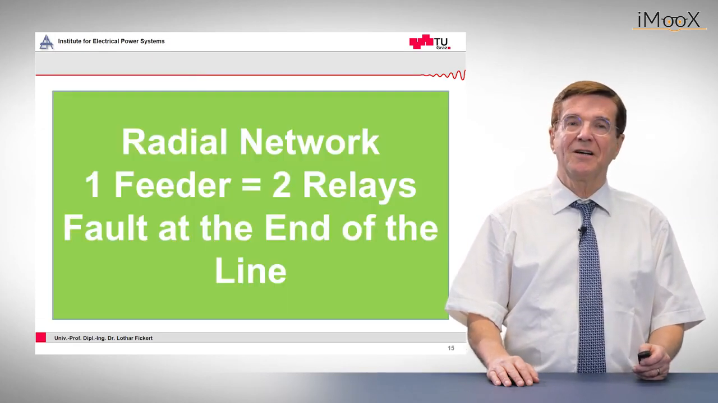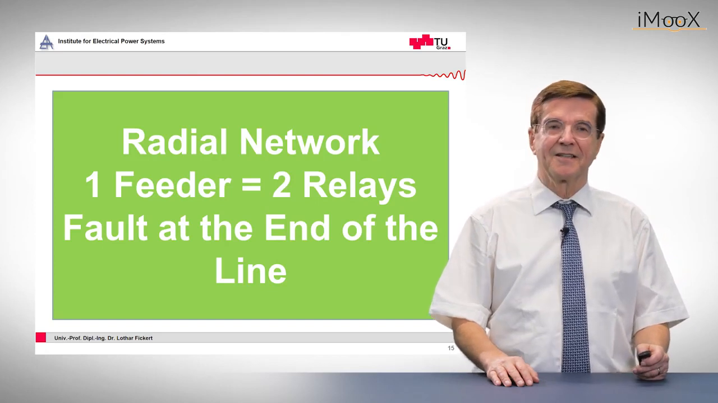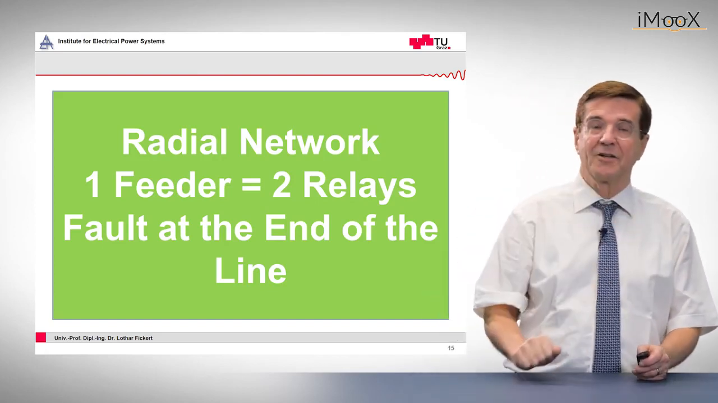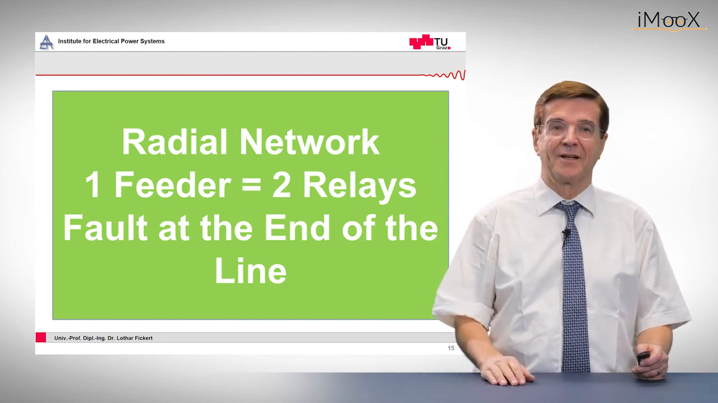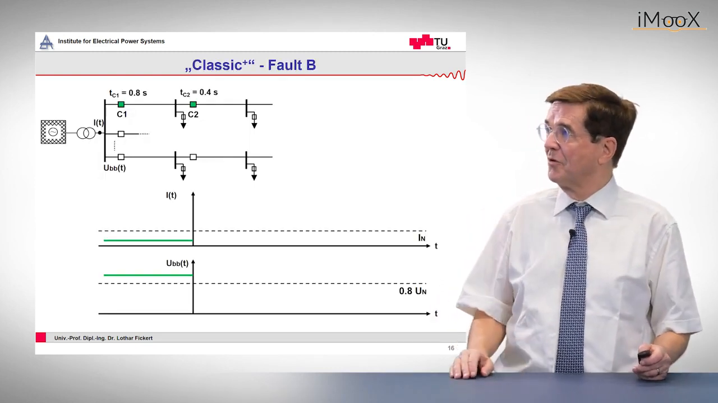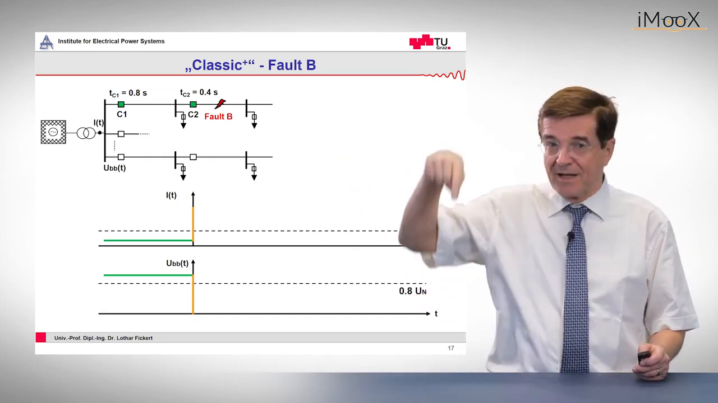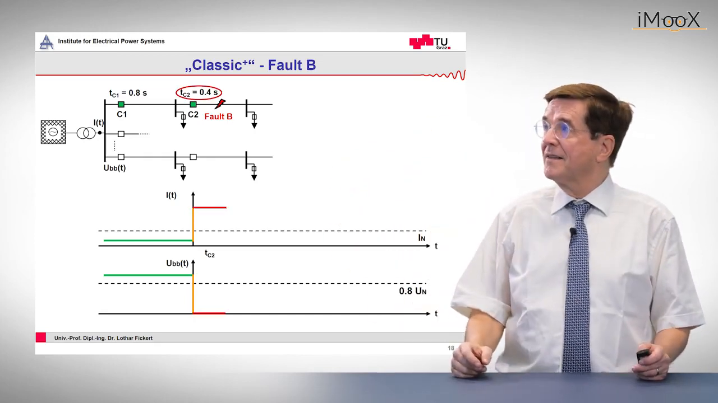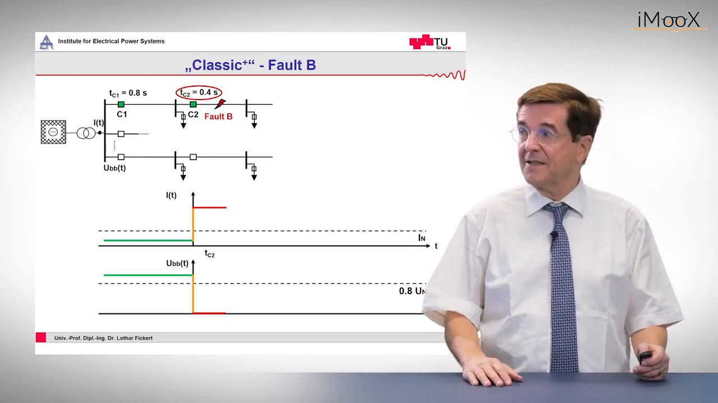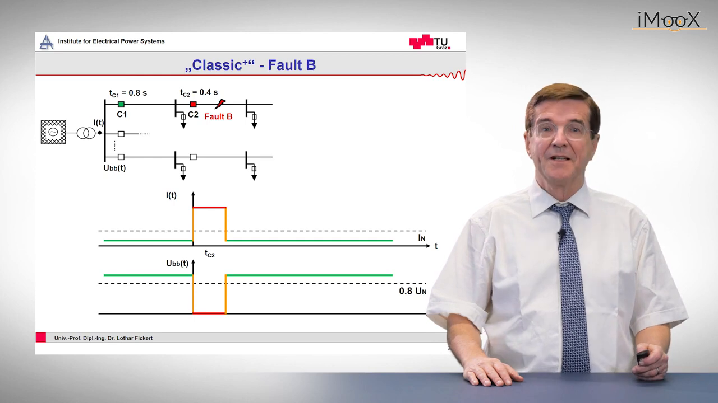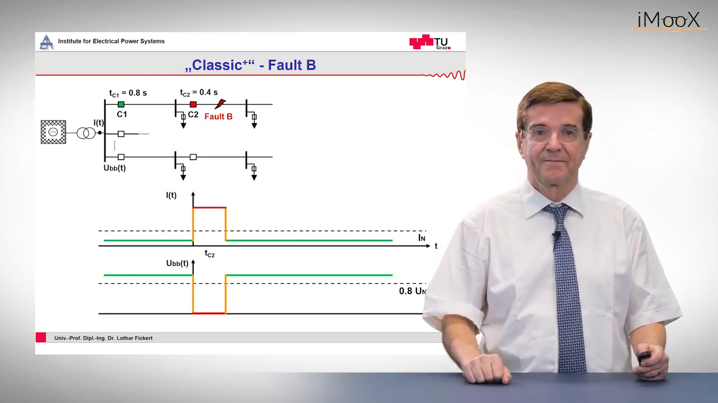Now, if we want a more sophisticated approach, we take one feeder but two relays, one at the beginning of the line, the other one at the end of the line. And we look again at the fault at the end of the line. The fault occurs, the current goes up, the voltage goes down, and this goes on for 0.4 seconds again, and after this the fault is cleared, the circuit breaker opens and the system resets.